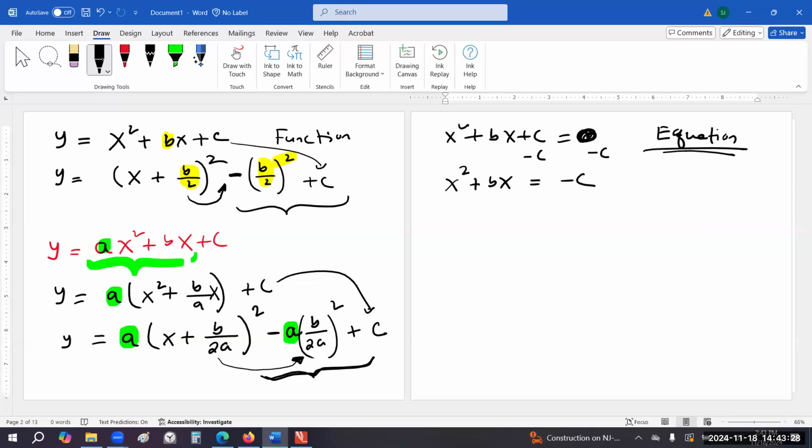And now we're going to complete the square. So from here, we get x plus b over 2, squared. And we are done on this side. And we add the same amount on the other side.